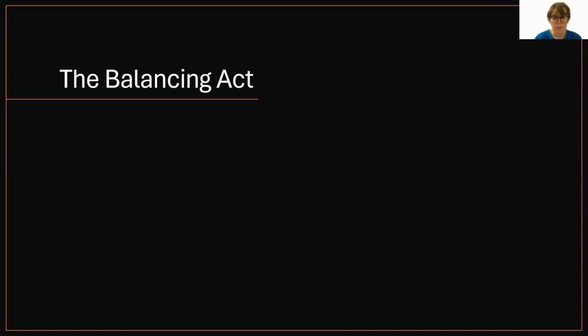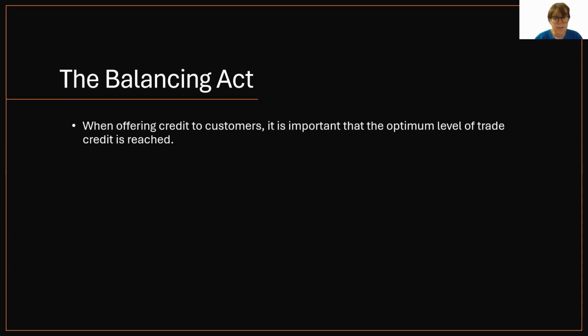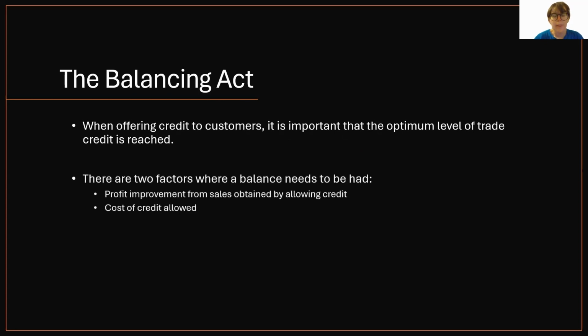So there's a balancing act involved here then. If a business is going to offer any credit to its customers, it is very important that the optimum level of trade credit is reached. This means that there are two factors where a balance needs to be made. The first is that profit improvement from sales needs to happen. This should only be achievable by actually allowing customers to pay on credit.